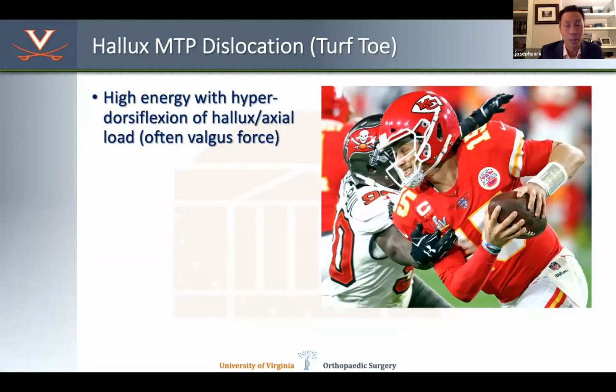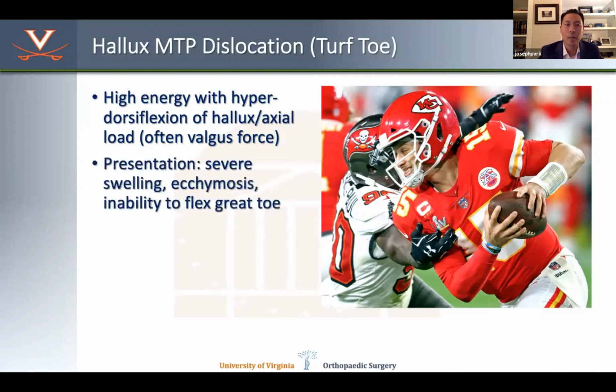So clearly, he was not going to be able to play his optimal game, and I think that was very clear watching that Super Bowl. But it is a very debilitating injury. So it's a high energy injury that results from hyperdorsiflexion of the hallux and axial load, often a valgus load as well. The presentation is severe swelling and ecchymosis.